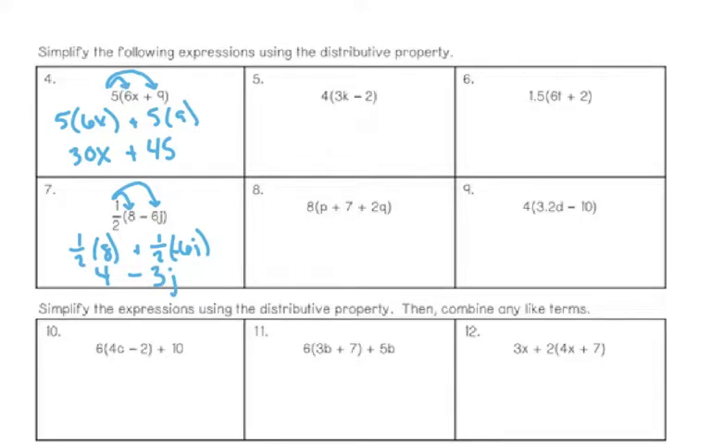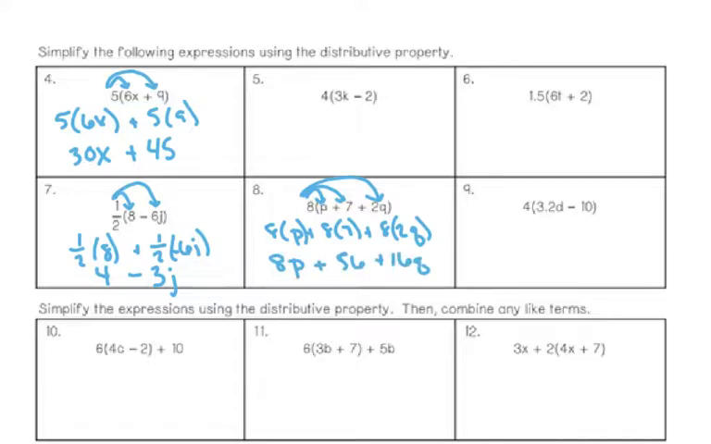Also look at number 8, since that one's just a little bit different as well. I'm going to look and distribute this 8 to the p, and to the 7, and to the 2q. So this is kind of like that last example we had with the pizza and the drinks and the ice cream cones. I still distribute that number to everything that's inside of the parentheses. Here, I'm going to have 8 times p plus 8 times 7 plus 8 times 2q. Once I simplify that, I get 8p plus 56 plus 16q.